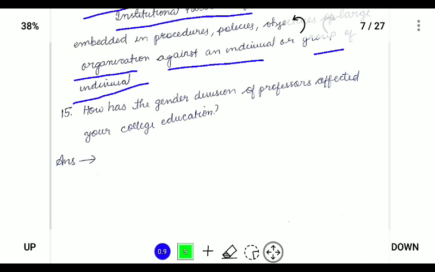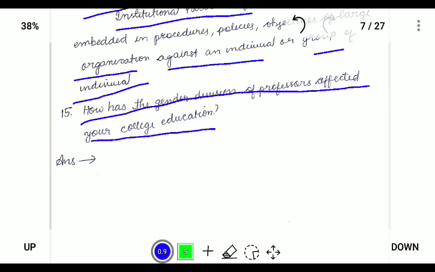How has gender division of professors affected the college education? So this is a very open question. The question is asking your opinion, so you can write your own for 2 marks.